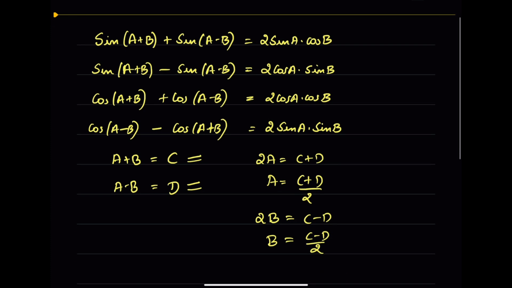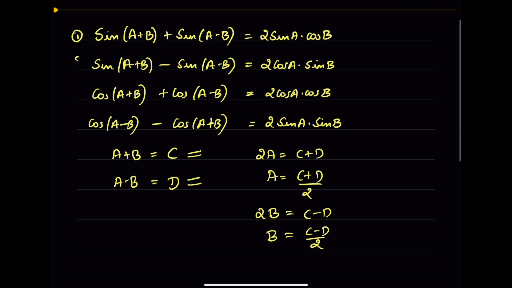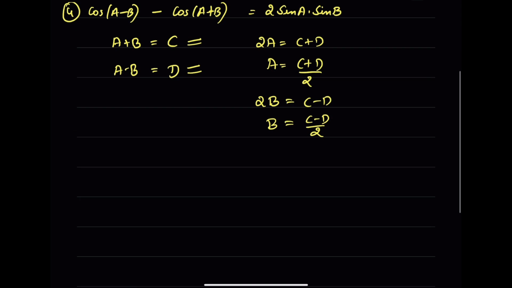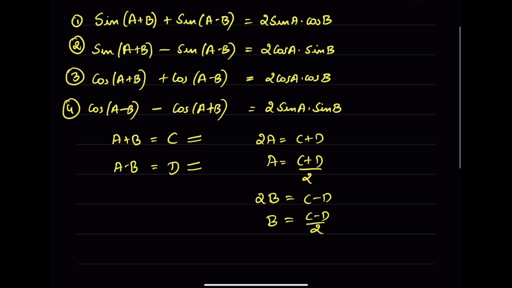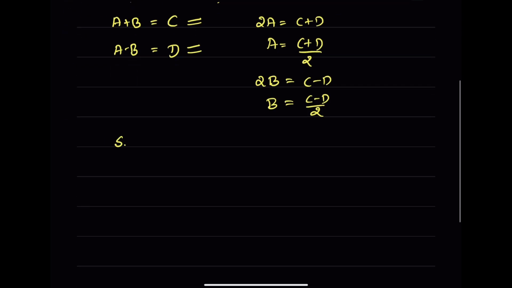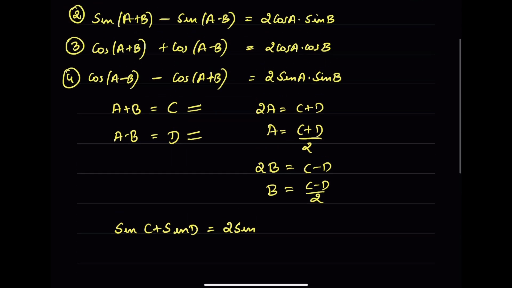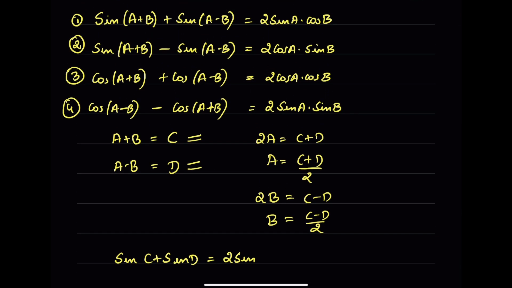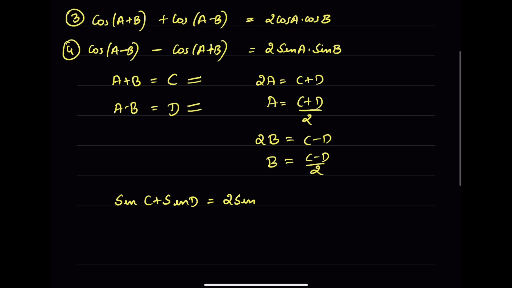So we can rewrite these four formulas using c and d. So what would that look like? The first formula, which is sine of a plus b plus sine of a minus b, we can change to sine c plus sine d is equal to 2 times, it was 2 sine a cos b, right? So we change a to (c plus d) by 2. This would be sine of (c plus d) by 2, and this would be cos of (c minus d) by 2.